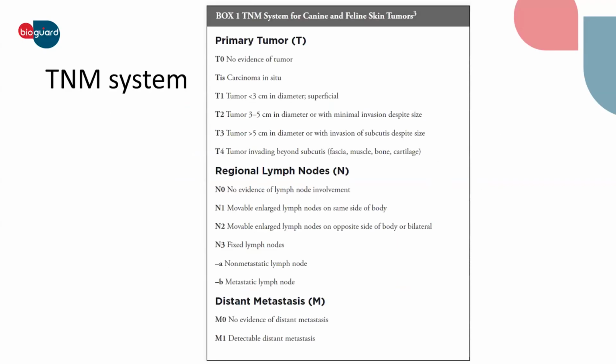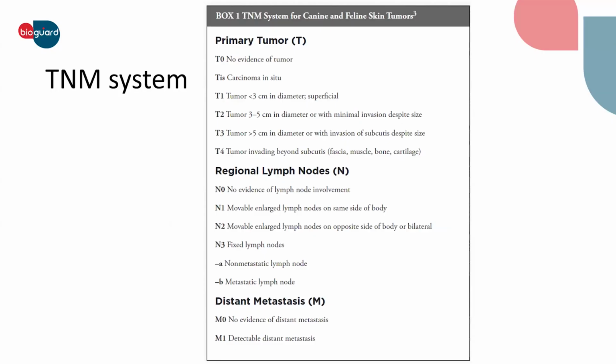Aside from looking at what the tumor looks like, we also need to know how far it has spread. That's where the TNM staging system comes in. It's widely used in both human and veterinary oncology. Here's a quick breakdown: T stands for primary tumor, N stands for regional lymph nodes, and M stands for distant metastasis. Here you can see the table and what each means.